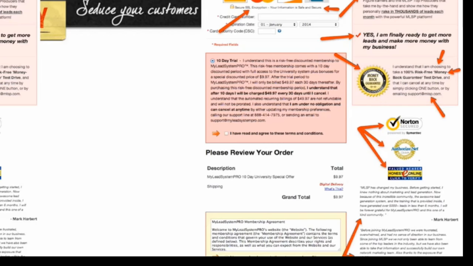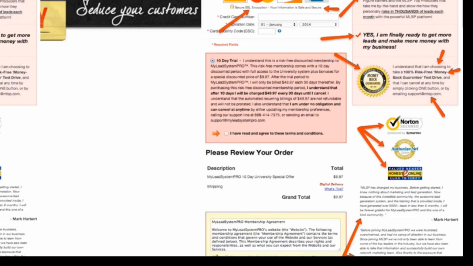The one underneath that there, risk-free money-back guarantee test drive, and that I can cancel at any time by simply clicking one button or by emailing support. Lowers their resistance. There's no more barriers. We're getting rid of all of that. We're melting that away. This is what we need to do on our order pages, guys.